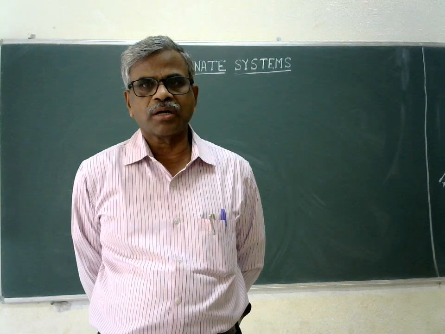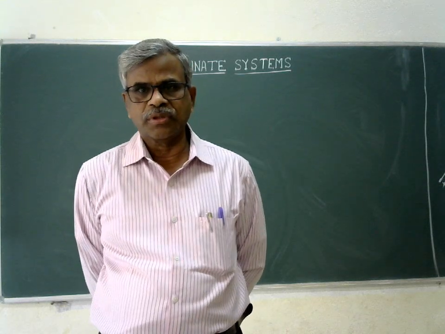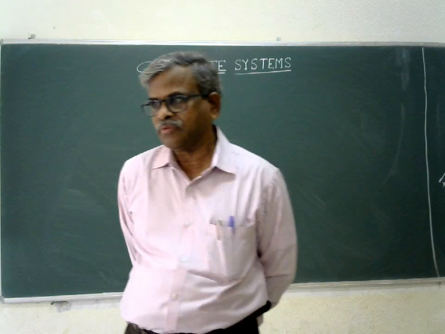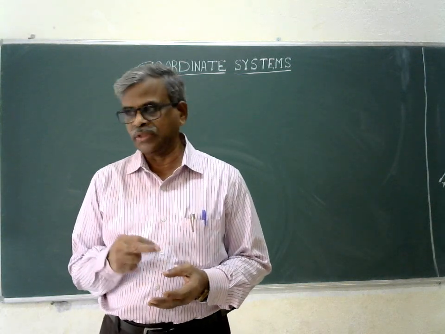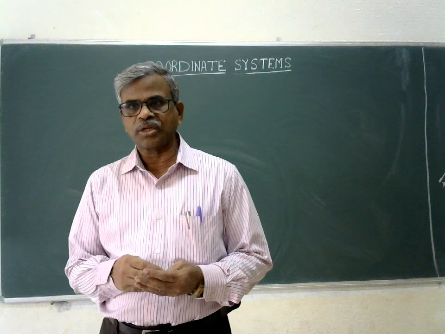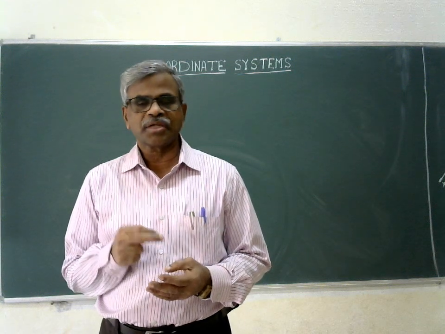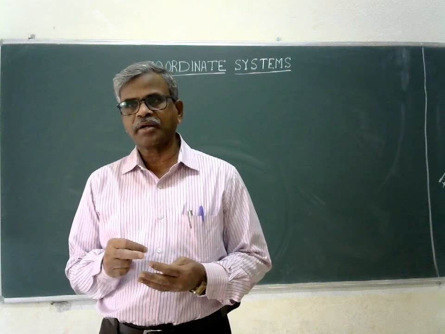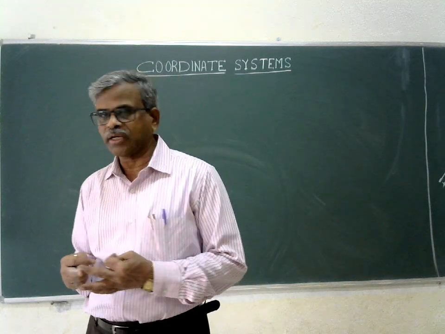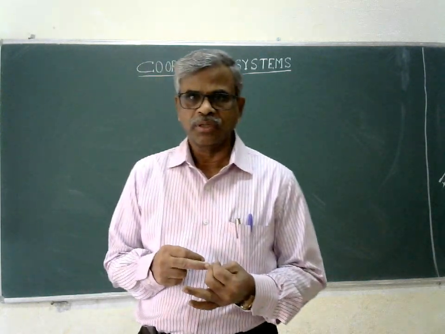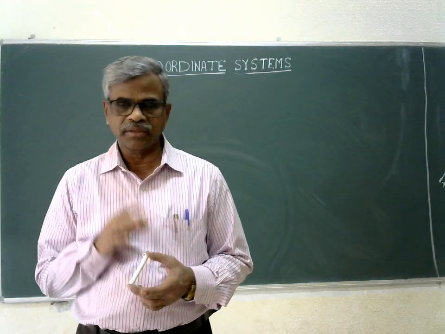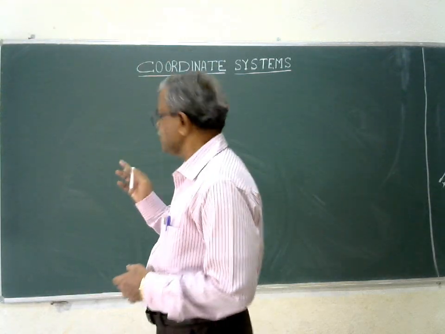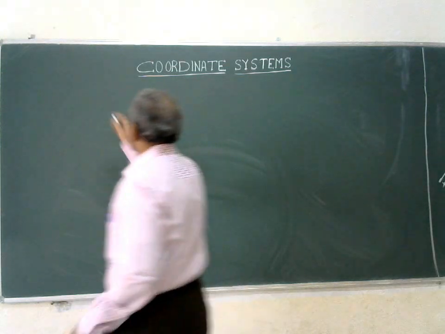Non-orthogonal systems are of no practical use. An orthogonal system is one in which the coordinates are mutually perpendicular to each other. The coordinate systems are Cartesian coordinate systems, cylindrical coordinate systems and spherical coordinate systems. The Cartesian coordinate system is the simplest coordinate system. First we will see the Cartesian coordinate system.